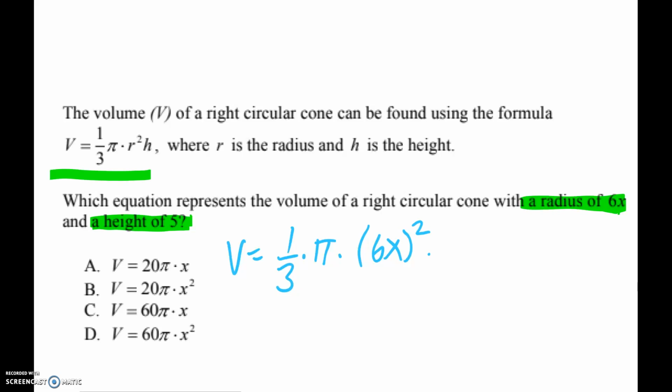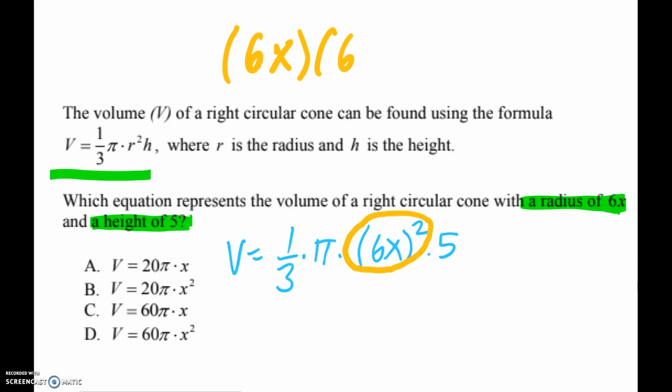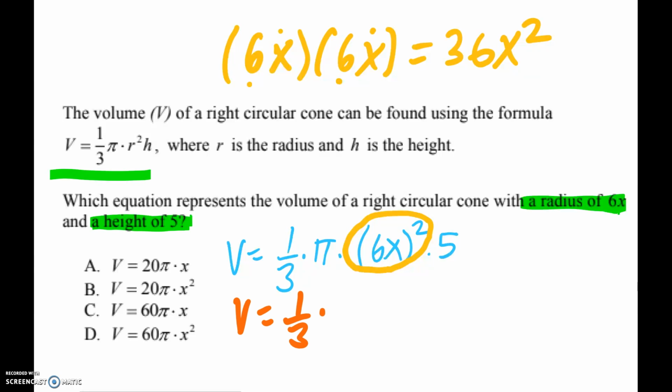to square this, times height is what, 5. All right, the challenge is 6x squared. 6x squared is 6x times 6x. I can multiply the numbers first. 6 times 6 is 36, and then x times x is x squared, 36x squared. All right, so the volume is 1/3 times pi. For 6x squared, I can write 36x squared times 5.